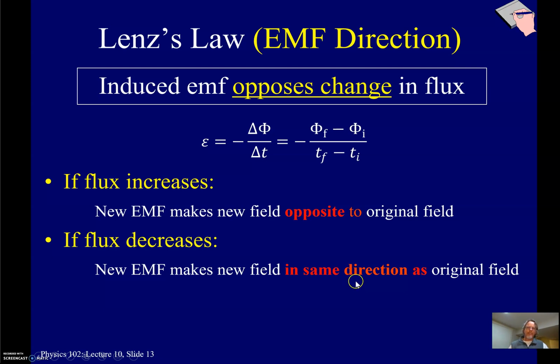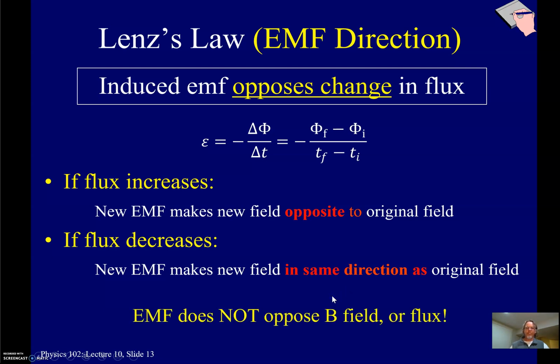So it tries to keep it in the same direction. So that's what Lenz's law is. Lenz's law opposes a change in flux. And the induced EMF is in whatever direction it has to be in to oppose a change in flux, to keep the old field the way it was so it doesn't grow or doesn't get smaller. Okay? It's like an inertia.